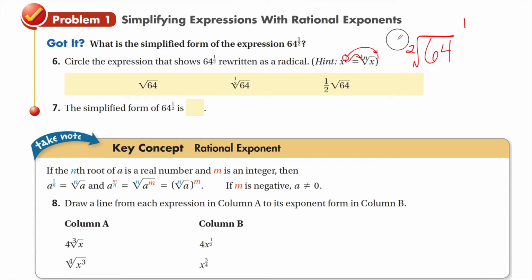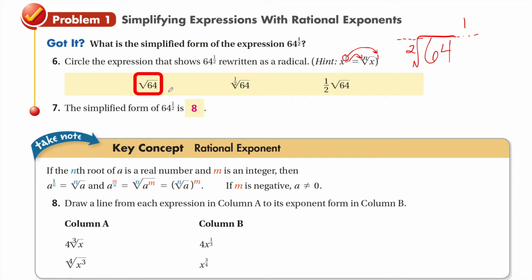And you can notice the exponent is going to be above the index, which makes sense based off of the fraction. The numerator is above the denominator. However, the 1 being the exponent is implied, and the 2 being the index is also implied. So this will actually turn into the square root of 64. So if I had to solve this one out, the simplified form of 64 raised to the 1/2 power is the exact same answer as the square root of 64, which happens to be 8.